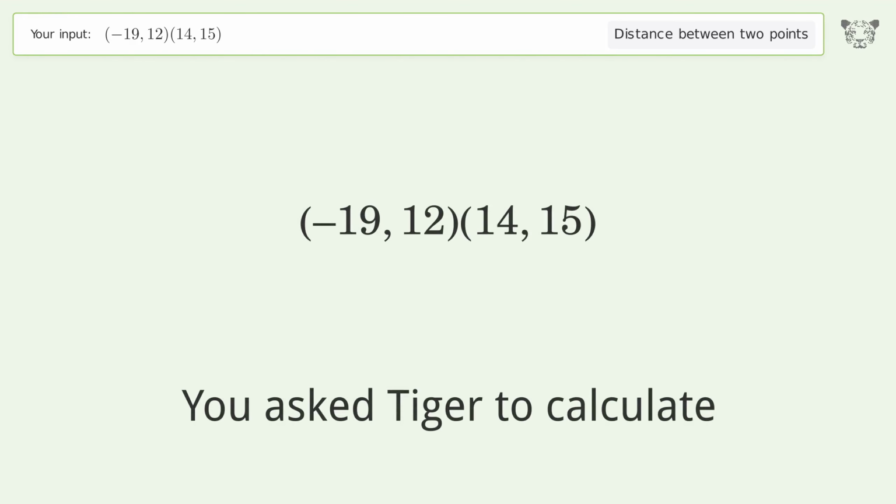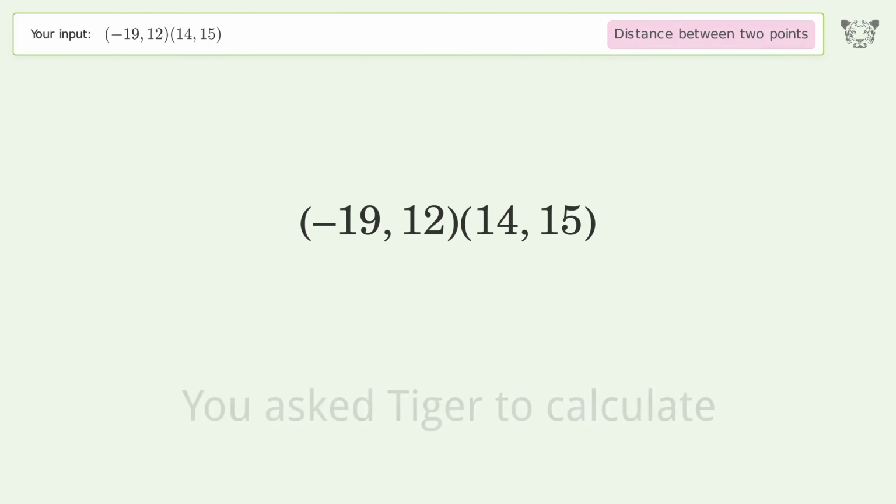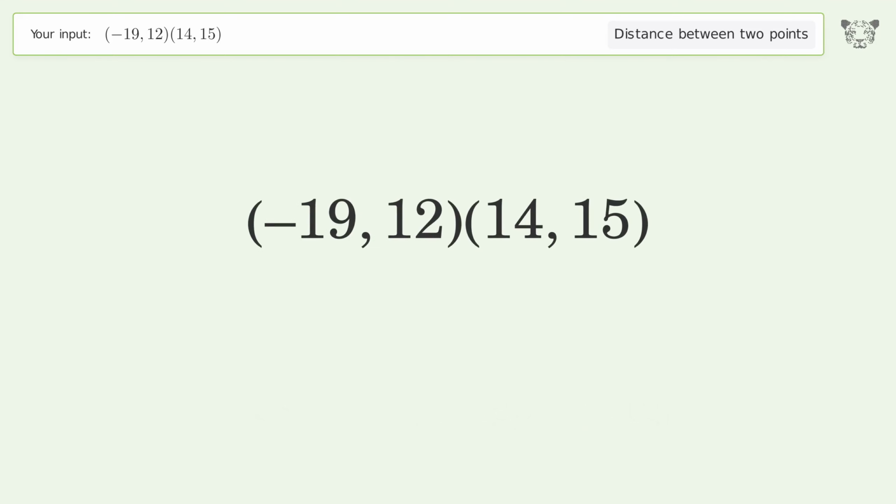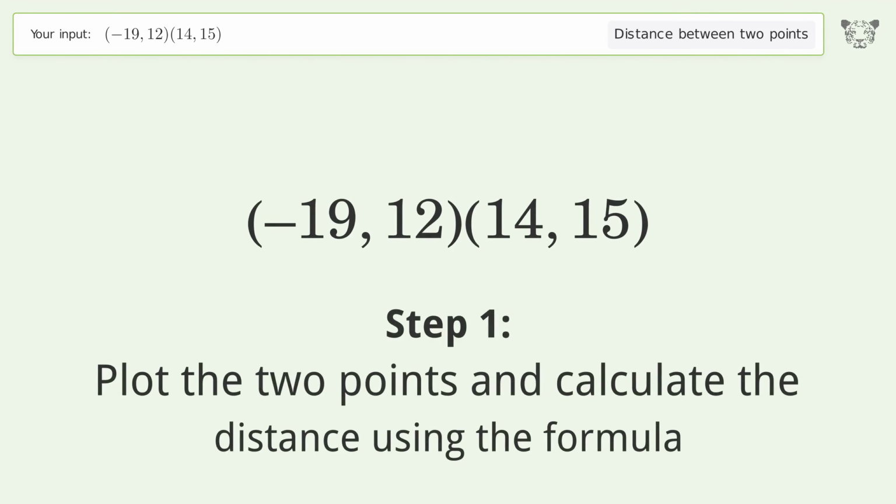You ask Tiger to calculate. This deals with the distance between 2 points. The distance between the 2 points is the square root of 1098 or 33.136. Let's solve it step by step. Plot the 2 points and calculate the distance using the formula.